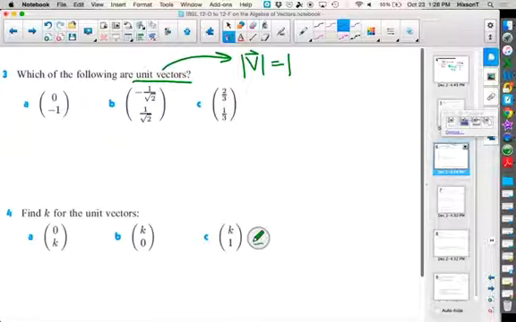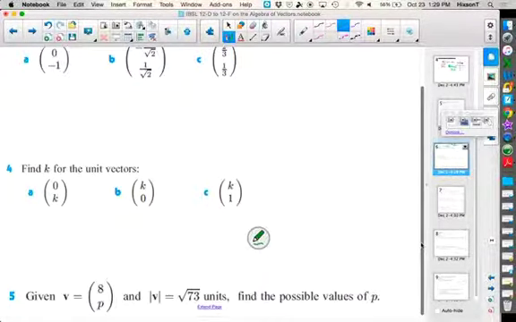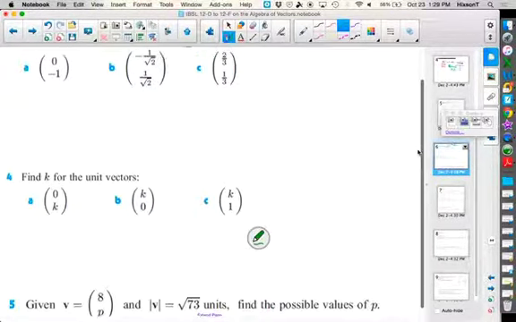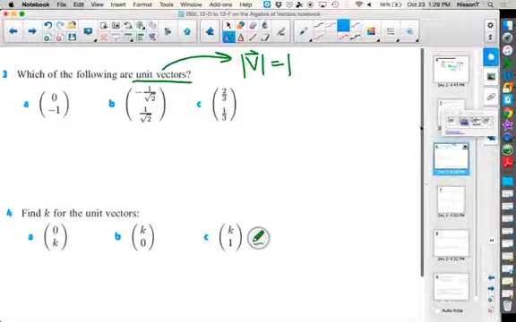So here, for these, you're solving for k; here you're testing to see if the magnitude equals 1. Here you're solving for k to force the magnitude to equal 1. Keep that in mind as you work through those. Okay?